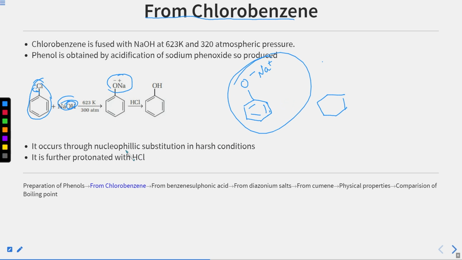So it goes through nucleophilic substitution under harsh condition. Further, this sodium phenoxide ion is later on protonated using HCl. So HCl is the acid. So we introduce HCl here, and we will get this phenol plus NaCl. Clear? So this is the first method that can be used for the preparation of phenol from chlorobenzene.